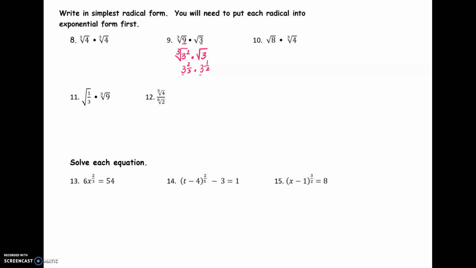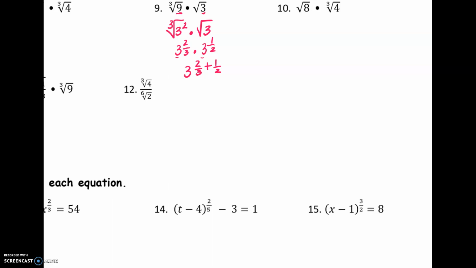Now that I have the same base, I keep the base and add the exponents, 2/3 plus 1/2. These are not the same denominators, so I'm going to have to get the same denominators. Well, how do I do that? I will need to multiply 2/3 by 2 over 2 and 1/2 by 3 over 3. This is going to give me 3 to the 4/6 plus 3/6 power. And 3 to the 4/6 plus 3/6 becomes 3 to the 7/6.